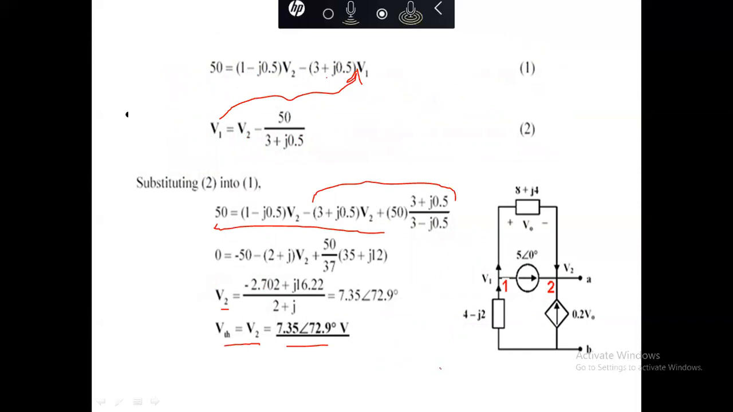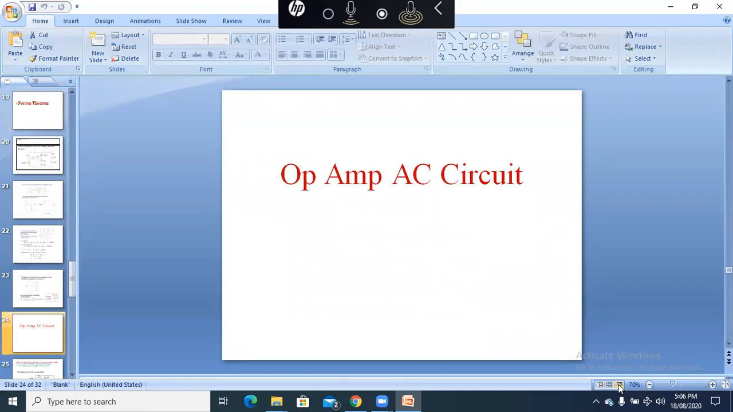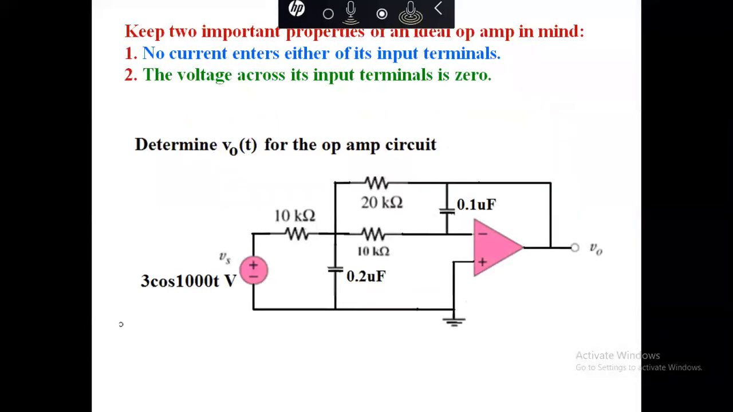Now we will go to some circuits of op-amp. So for op-amp AC circuits, we know some properties of an ideal op-amp: the resistance across the input terminal is infinite and the voltage across the input terminal is zero.